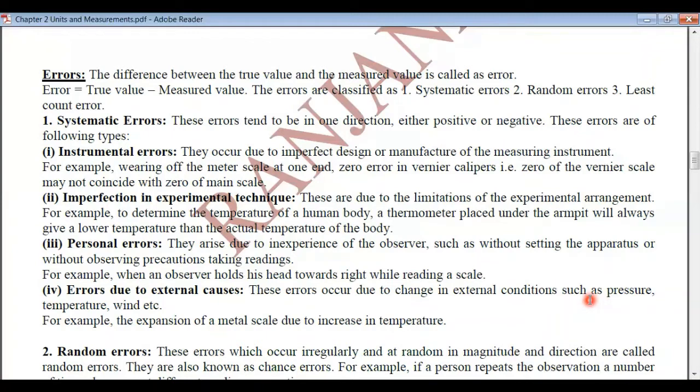For example, if you are using a metallic scale to measure the temperature, in summers the metallic scale will expand as the temperature increases and you will get an incorrect reading. So due to external causes also some error may arise. That is the change in pressure, temperature, wind, etc. These are the external causes due to which some errors may arise. So these are some of the types of systematic errors.